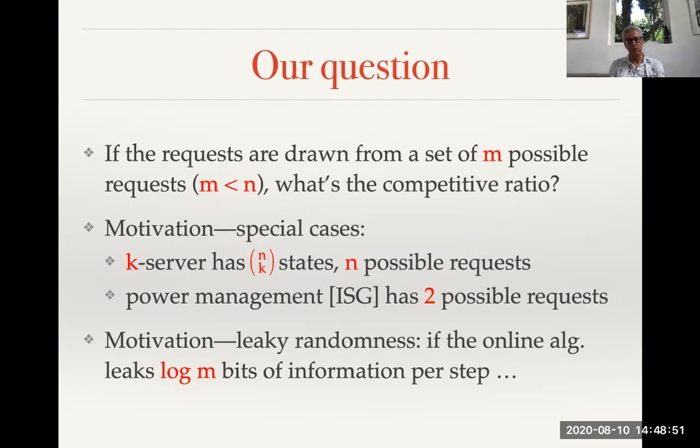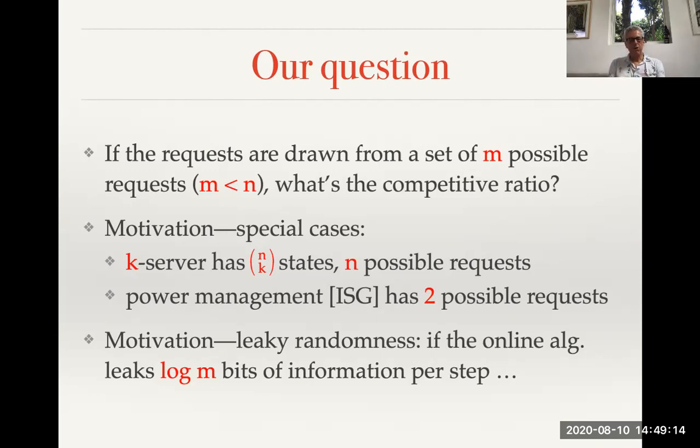There are even more restricted versions of metrical task systems. For instance, one such example is the power management problem of Irani et al. That has, for an arbitrary number n of states, only 2 possible requests. So the sequence consists of some interleaving of these 2 possible requests.